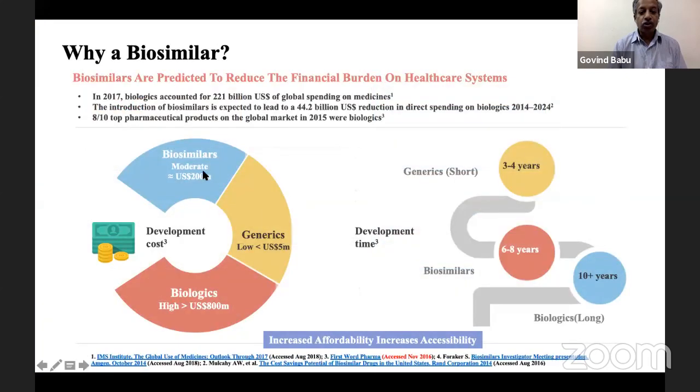Again, this is just to show you that biosimilars have a moderate sort of costing. Biologics in the US are very high. Generics are low cost, and the development cost is the most important thing that goes into the costing of any of these drugs. And this is showing you the time frame it takes for a novel drug to be developed, which is almost 14 plus years, but for a biosimilar it is 6 to 8 years, in contrast to a generic drug, which is much, much shorter, at 3 to 4 years.